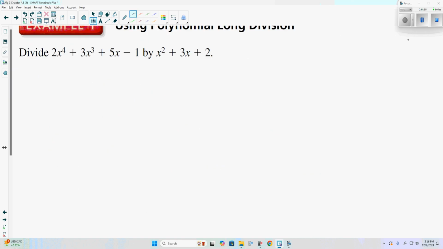All right. We want to divide. Was everybody finished with the last one? Okay. So we want to divide 2x to the fourth plus 3x cubed plus 5x minus 1 by our x squared plus 3x plus 2. We'll need our division bar, the division symbol. And what goes inside is our expression here. So our first term is 2x to the fourth. Then we have our x cubed term, which is plus 3x cubed.